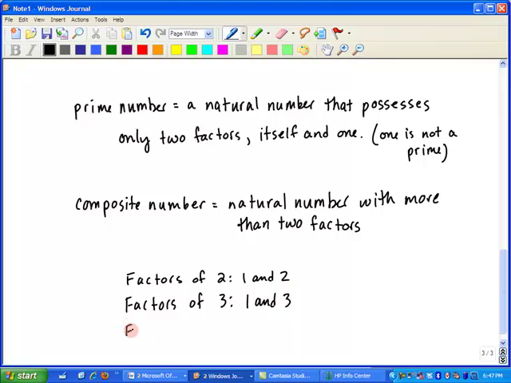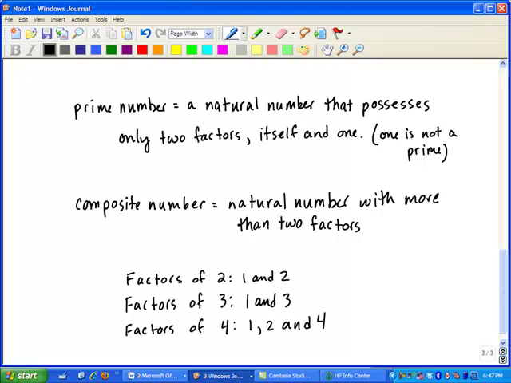What about 4? That one's the first composite number because it's 1, 2, and 4. So we've got 3 factors there. Okay. 4 we also call a square because it's 2 times 2, 2 squared as well. But that's another category altogether.